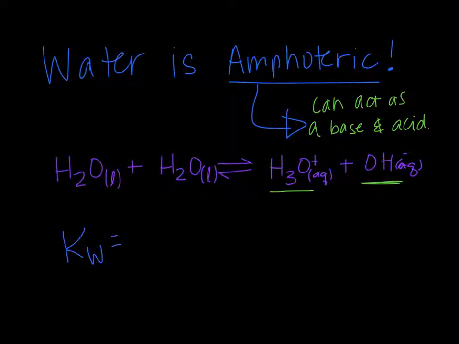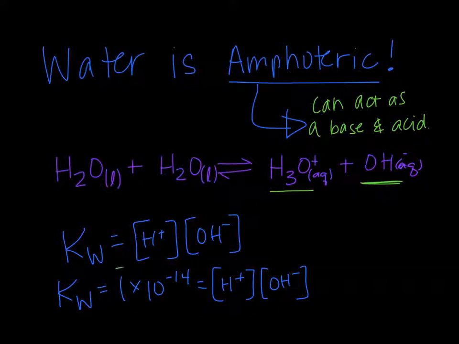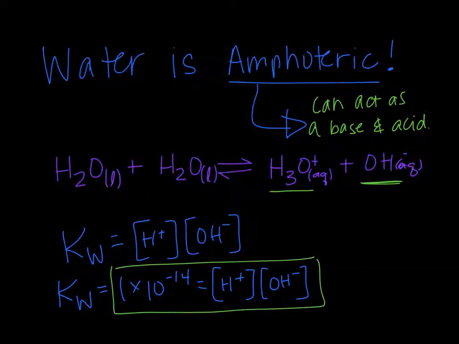And its Kw is equal to the concentration of hydrogen times the concentration of hydroxide, and the Kw at room temperature is equal to 1 times 10 to the negative 14. So that gives us this equation. And we'll be able to use that later on. Okay, so know that water is amphoteric, and know that Kw, 1 times 10 to the negative 14, is equal to the concentration of H times the concentration of OH.